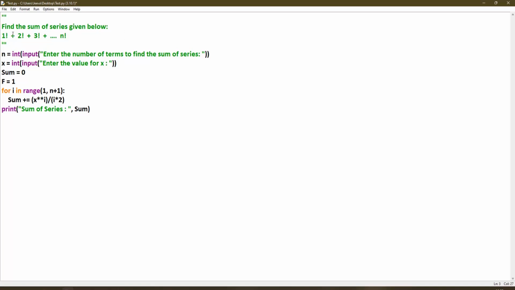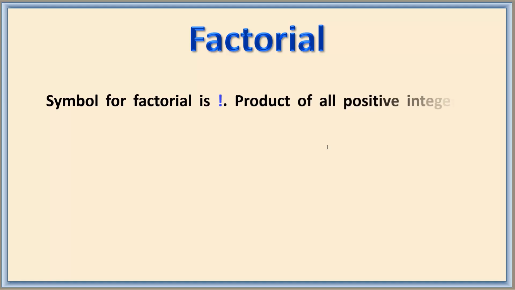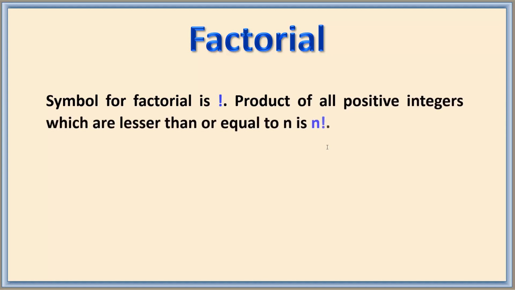Let us consider a new type of series. 1 exclamatory mark, 2 exclamatory mark, and then keeps going up to n. Exclamatory mark is nothing but factorial. Symbol for factorial is exclamatory mark. Product of all positive integers which are lesser than or equal to n is n factorial.